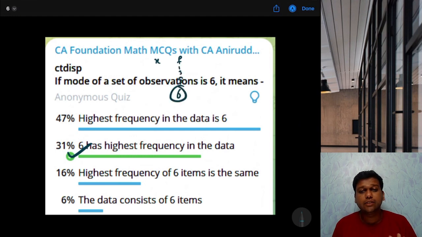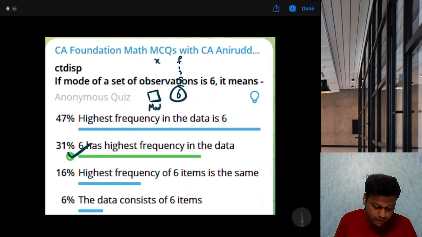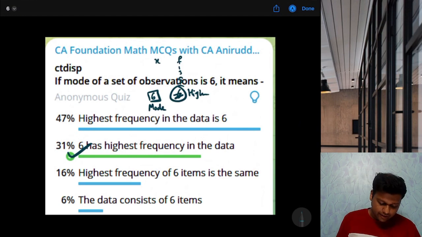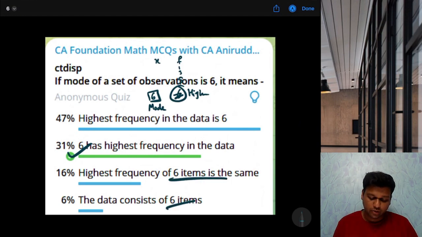So this is mode. That is not correct, okay, because then we will not say that 6 is mode. We will say that this value is the mode. Right. So this has to be 6 and frequency has to be 6 or whatever highest. Right. So 6 has the highest frequency in the data. This is obviously not correct. This is also not correct.